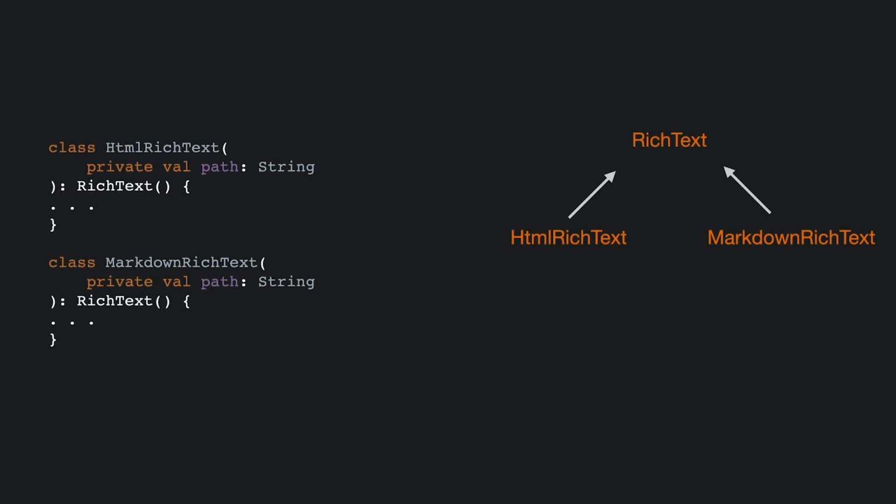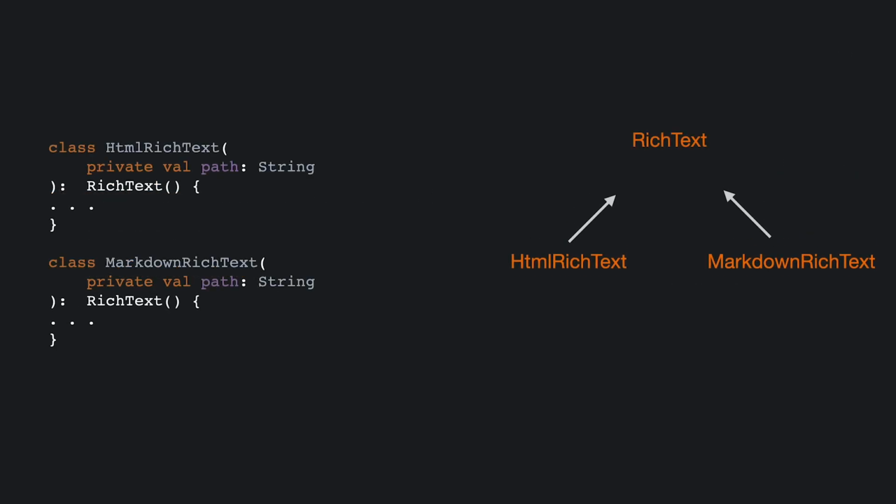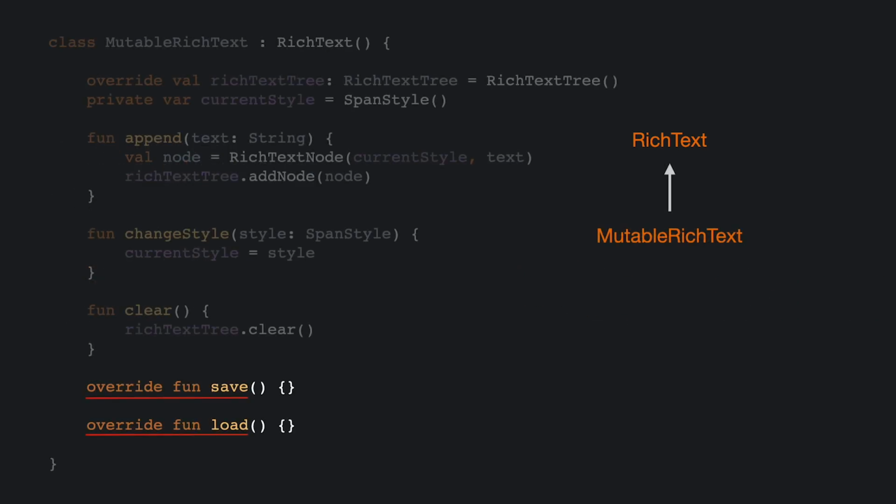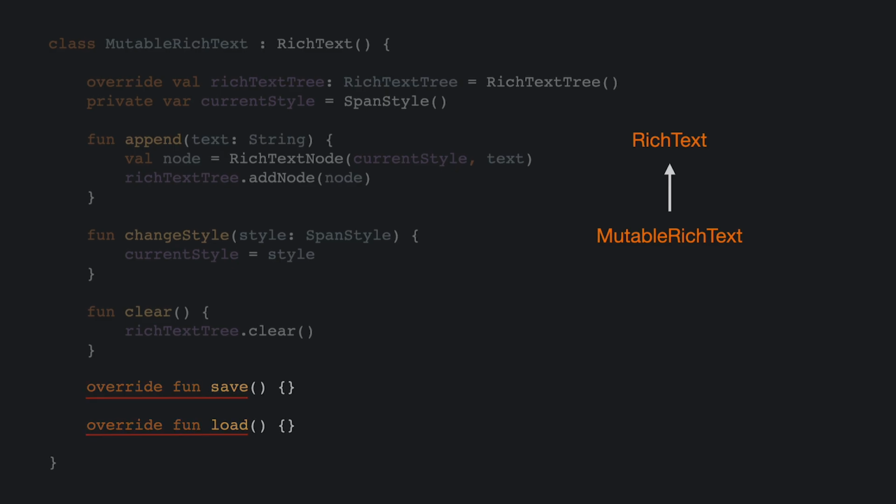Now we need to refactor our HTML rich text and markdown rich text, so we will change the parent to be the file rich text. Now we will have a compilation error on the mutable rich text because we are overriding the save and load methods and they are no longer part of the rich text abstract class. So we can simply remove those two methods.